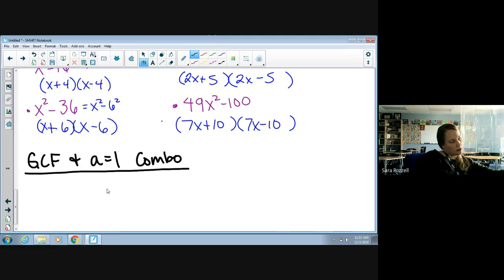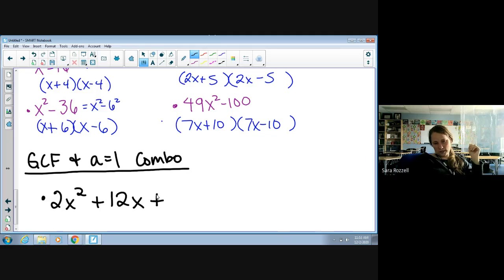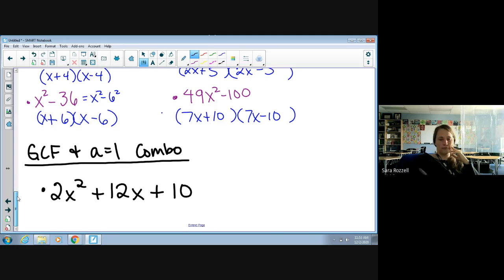All right. So here we go. Let's say that we had a problem like 2x squared plus 12x plus 10. So we have 2x squared plus 12x plus 10. If you notice, the number in front of our x squared is not a 1. We have a 2 right there.